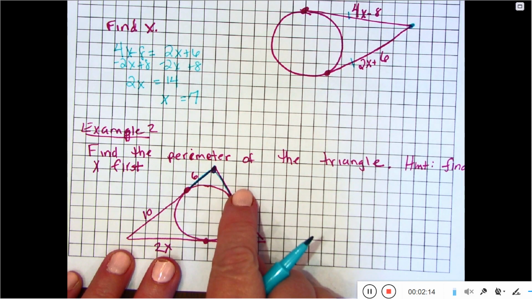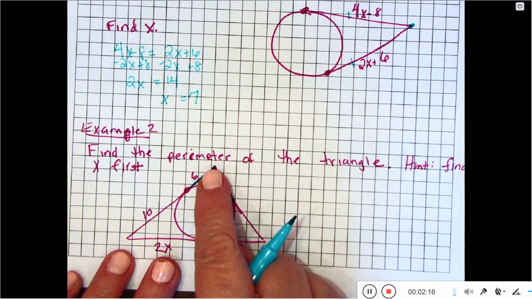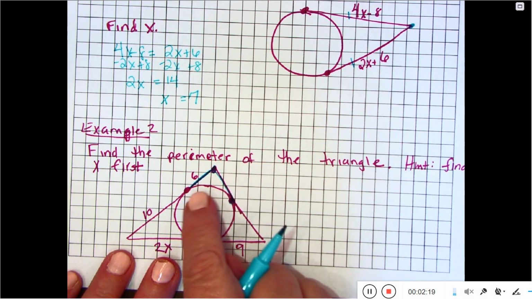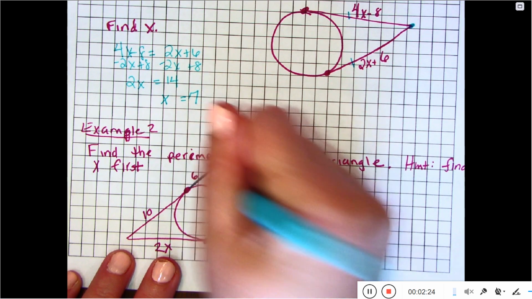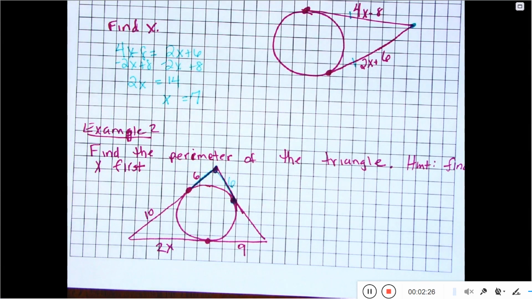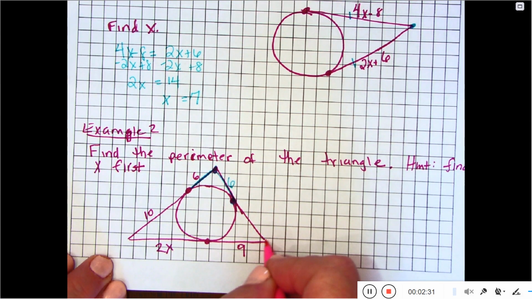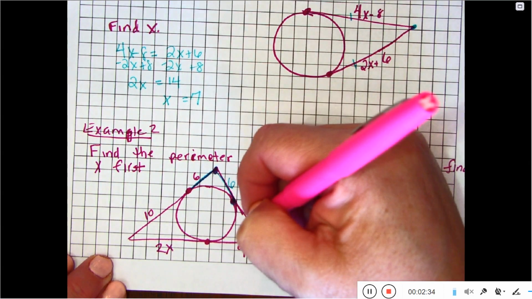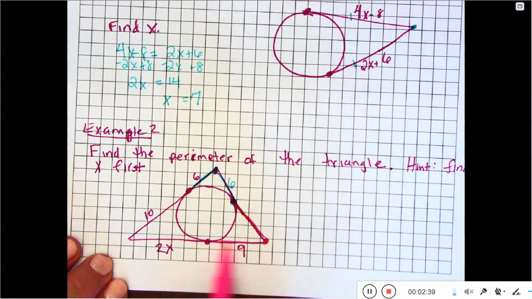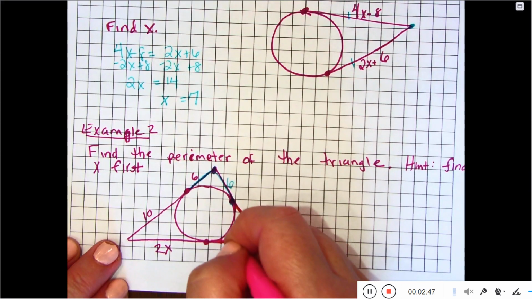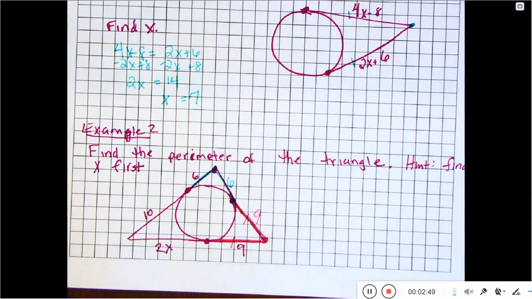These two that I highlighted in blue here are two tangent segments that originate from the same exterior point. They're both tangent to this circle. So I know that this distance is 6. If I look at the next one, at this point right here, this is tangent to the circle and this is tangent to the circle. They originate from the same exterior point. So these two tangent segments must be congruent to each other. That one must be 9.